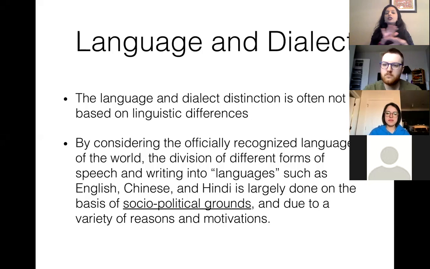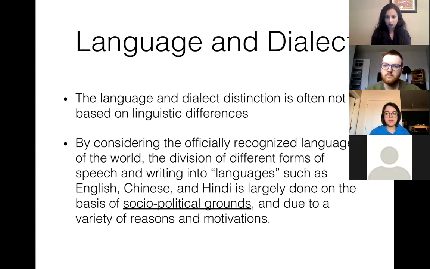Linguists actually have nothing to do with the language and dialect distinction. It's often based on sociopolitical reasonings. So here I have some examples of languages such as English and Chinese and Hindi. You're more than familiar with English. So we will talk a little bit more about Chinese and Hindi, and how the distinction between languages and dialects within these languages is simply on the basis of sociopolitical grounds.